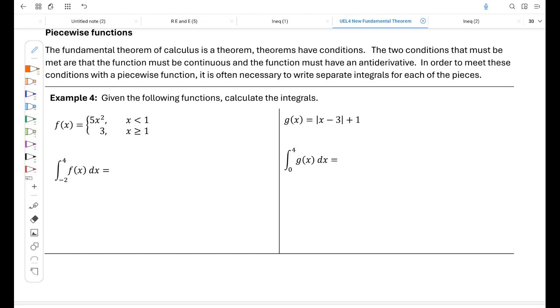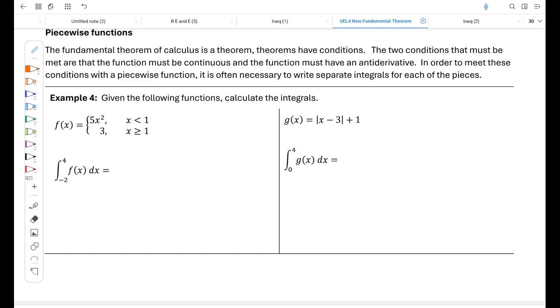The fundamental theorem of calculus is a theorem. Theorems have conditions. We saw that a lot with IVT and MVT because we had to literally write out those conditions. The condition for the fundamental theorem of calculus is that your function needs to be continuous. If your function isn't continuous, then the fundamental theorem doesn't work.